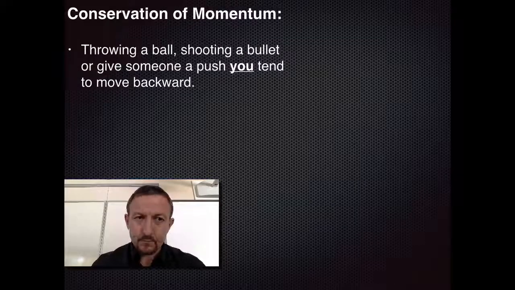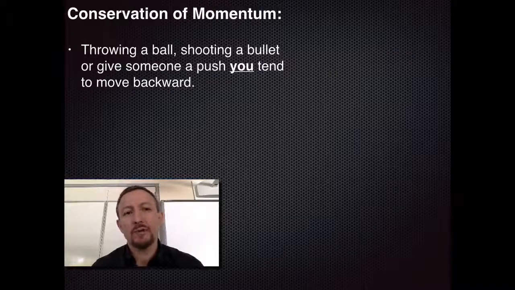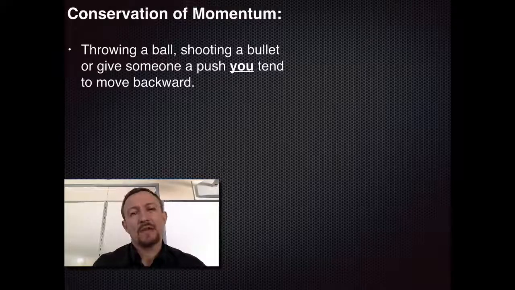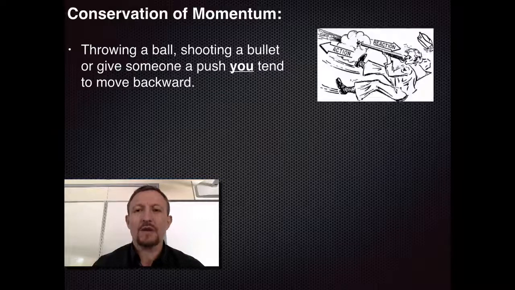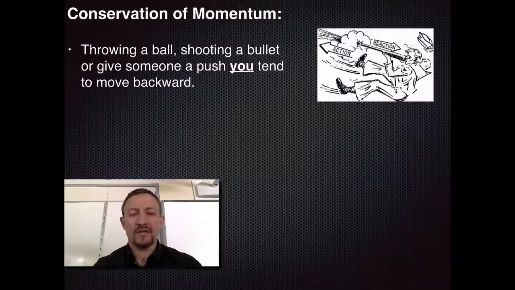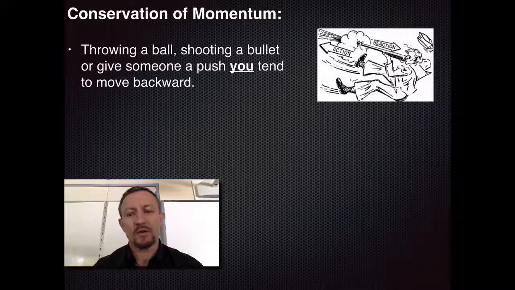So whenever we take a scenario like throwing a ball or shooting a bullet or giving someone a push, what tends to happen is there's an equal and opposite reaction which is occurring to you. So if we take a person shooting a bullet, we get an action and reaction. Obviously the action is the bullet firing out. The reaction is the recoil of the gun.